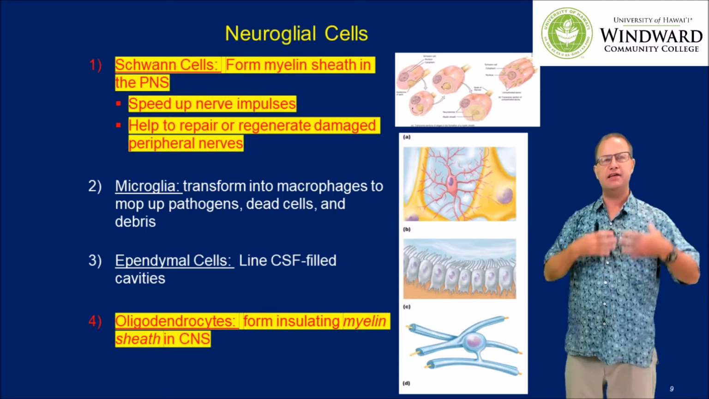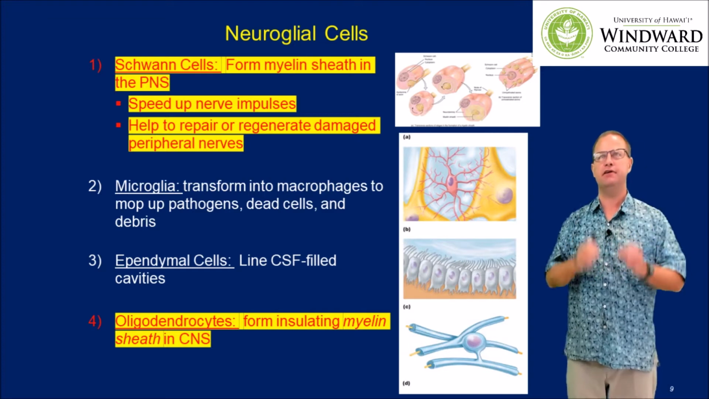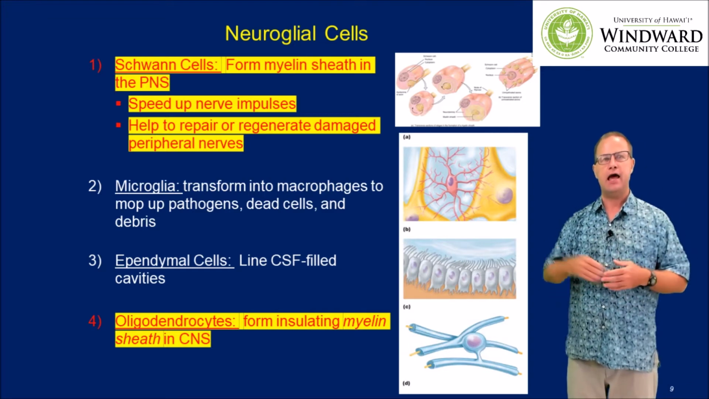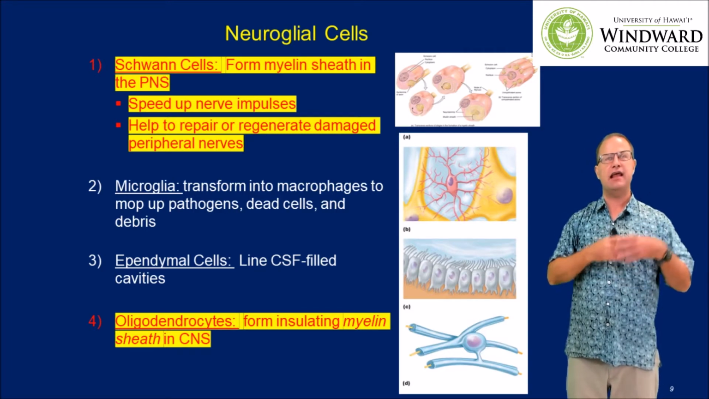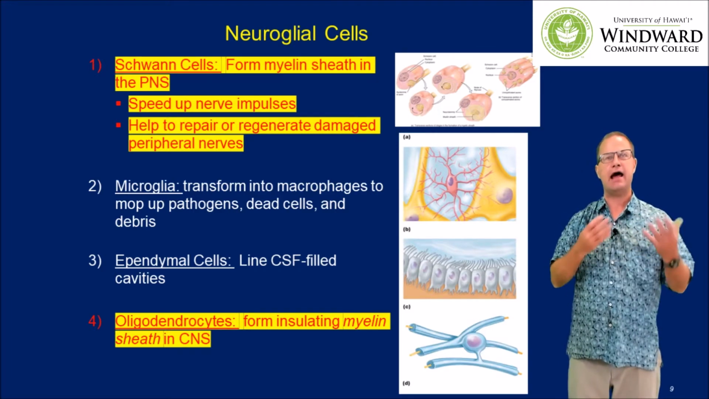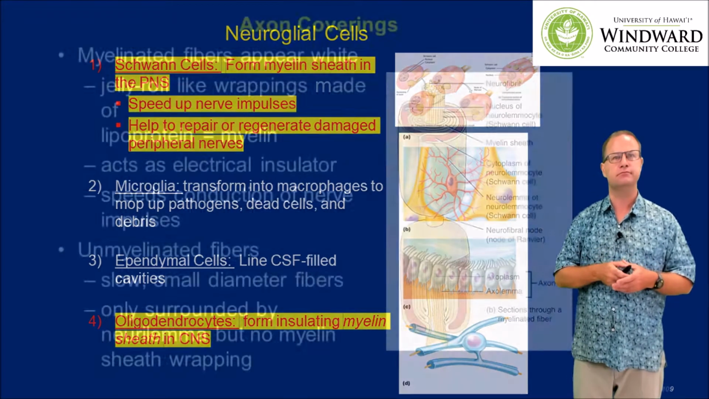So this myelination or insulation does a couple things. It helps to speed up nerve impulses so they travel much quicker. And the other thing it does within the peripheral nervous system anyway is this myelin sheath can enable us to repair an axon that becomes damaged or severed. Not so much in the central nervous system though.